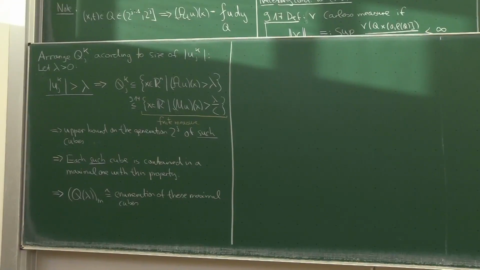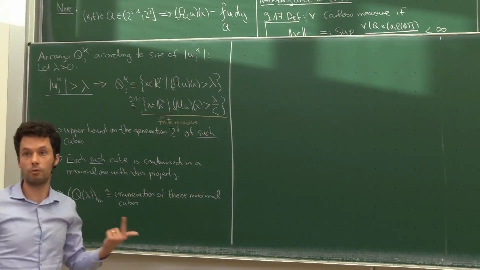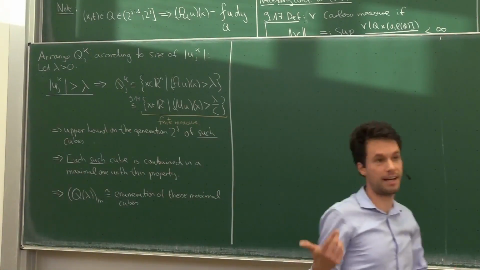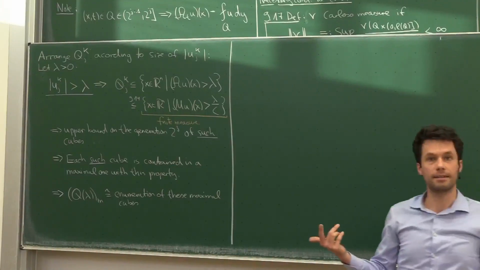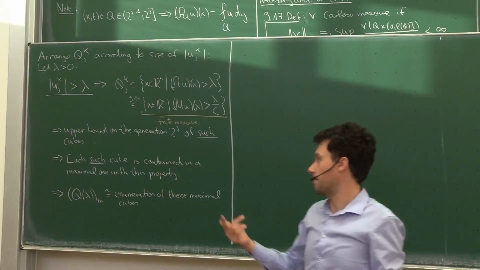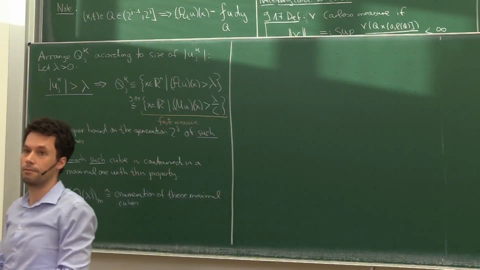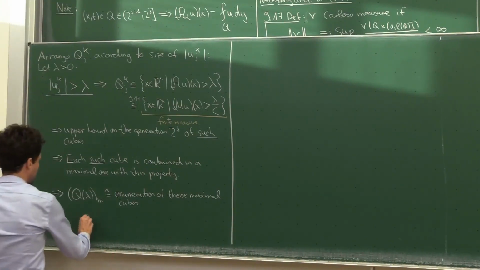Now the good thing about maximal cubes is they're pairwise disjoint. There's no overlap on maximal cubes because for any two dyadic cubes it is either true that they're disjoint or one contains the other, but by maximality the second case can never appear. If one of these were contained in another one, it wouldn't be maximal anymore. So these are pairwise disjoint. And that's the fantastic thing here. Okay.